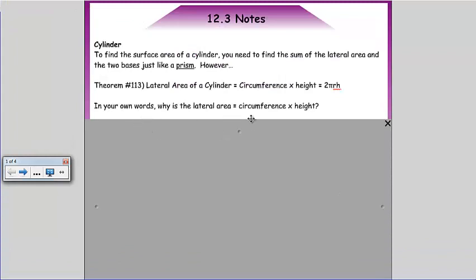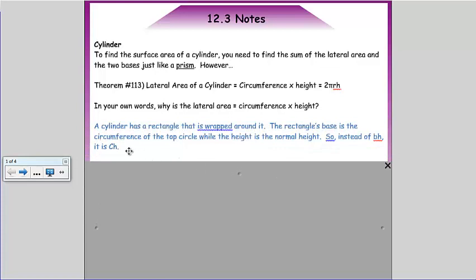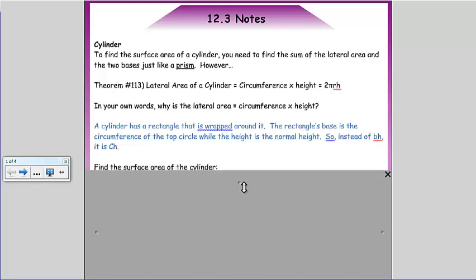So why is the lateral area the circumference times the height? Well, you've got to put it in your own words here. I said it slightly different just here. The cylinder has a rectangle that's wrapped around it. The rectangle's base is the circumference of the circle, while the height is the normal height of the actual cylinder. So instead of base times height for the rectangle, it's actually circumference times height. So that's why you see the 2 pi r h, which some formulas put as pi times diameter times h. Either one would work.